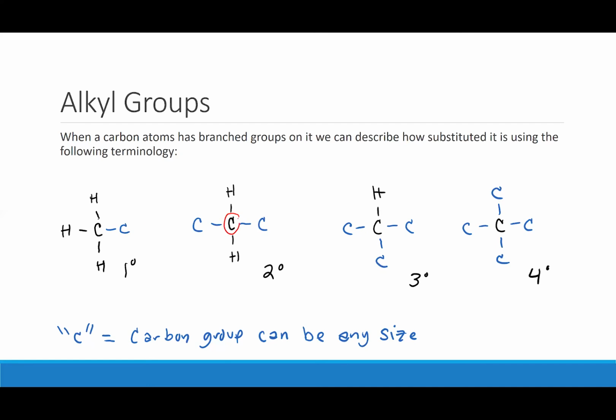This carbon has 2 other carbons attached to it. And these could have anything else on them. They could have whatever other groups on them. But directly attached to our carbon of interest are 2 other carbons. This is secondary, and so on. 3 carbons would be tertiary, and 4 carbons would be quaternary. Again, those groups could be any size. They could have whatever else attached to them. That part doesn't matter. It's just that this carbon has 4 bonds, and each of those bonds is to a carbon.